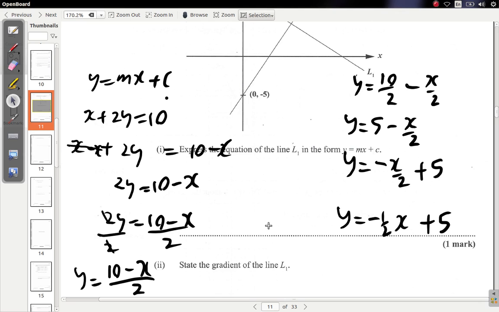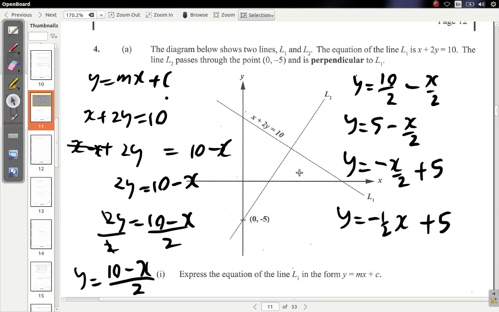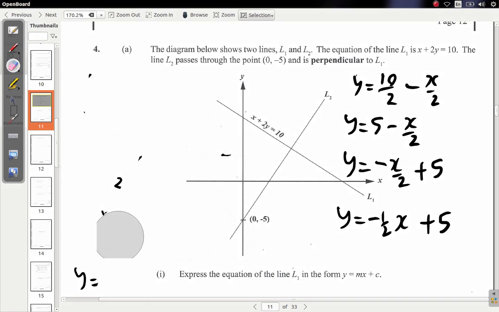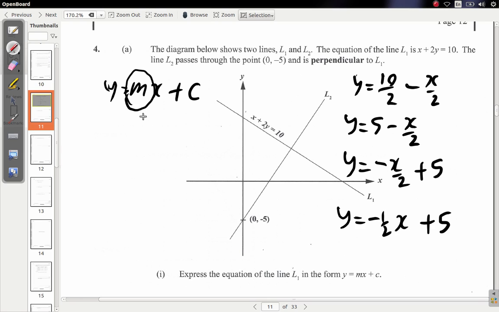So now it says state the gradient of the line L1. Remember, this is the equation of L1, so what is the gradient? There was a certain thing you have to remember. Let me just erase everything here. When you have y equal mx plus c, the m, the number that multiplies the x, is the gradient, and the c is the y-intercept, where the line cuts the y-axis. But it's the gradient we are dealing with now. So what is the gradient of L1? See here? The gradient is negative half. So that's the gradient of L1.